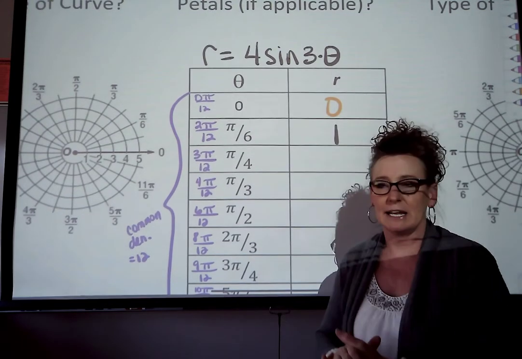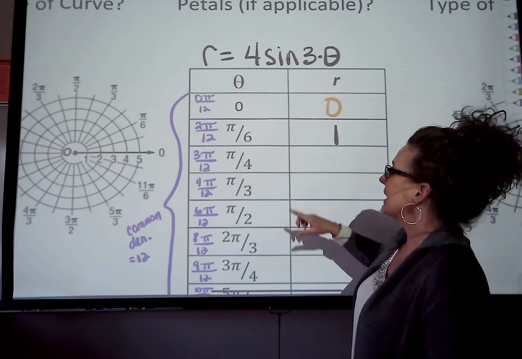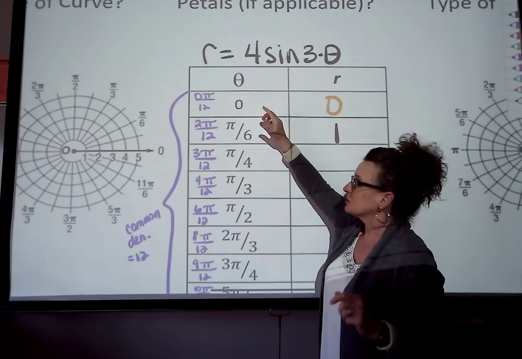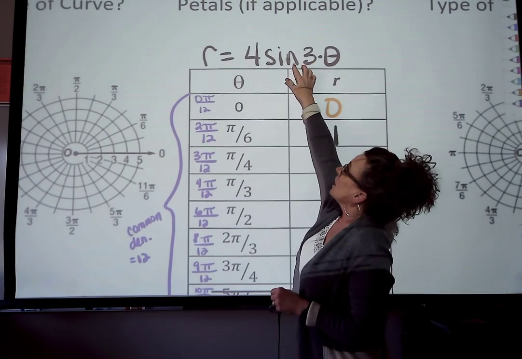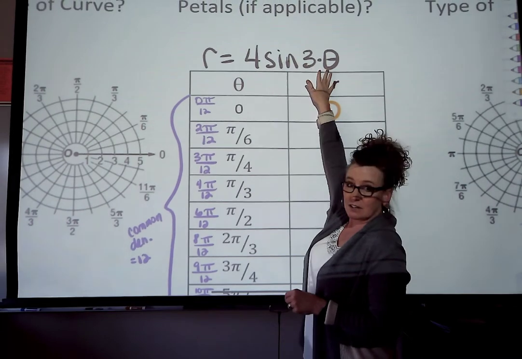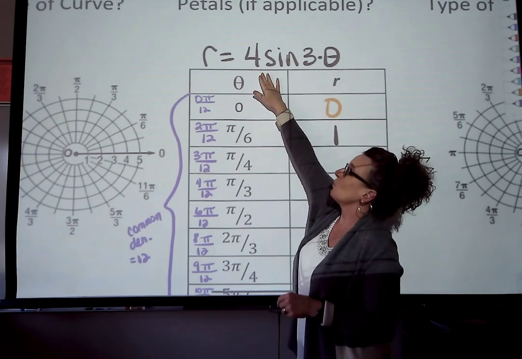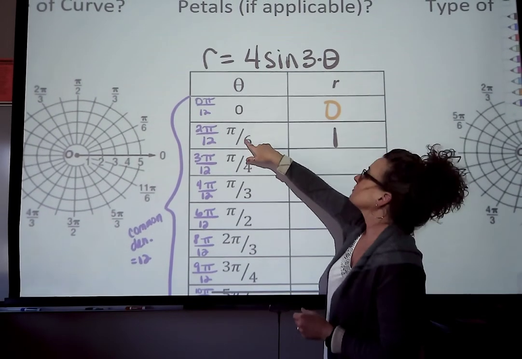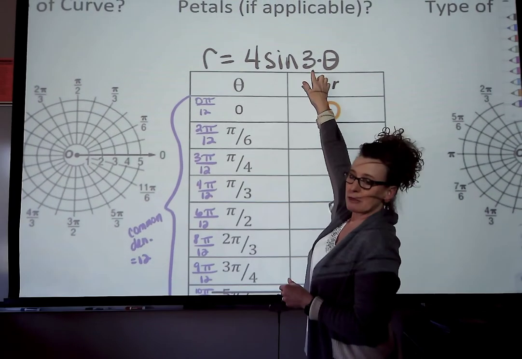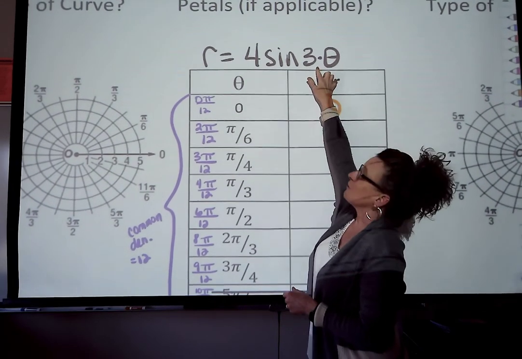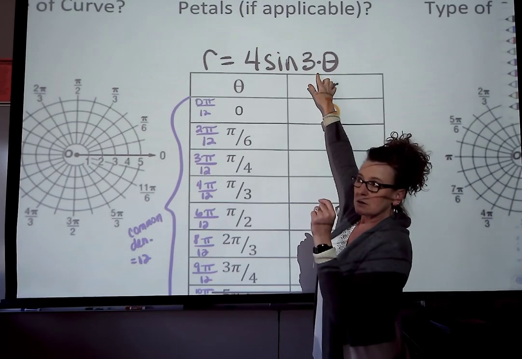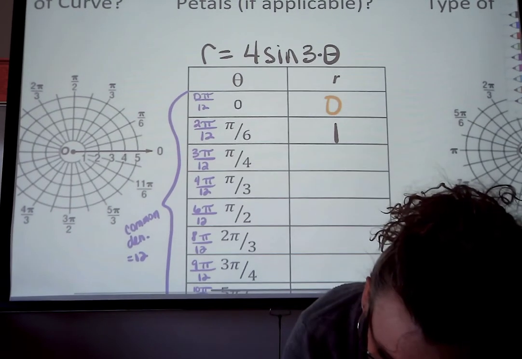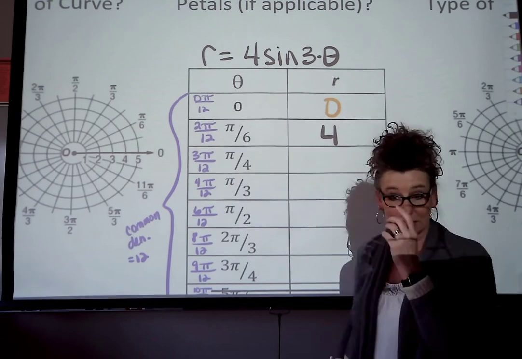If you were to do this by hand, which you're not, you would actually sub in 0 for theta. And I pulled this one up because this one's an easy one to show you. Sub in 0 for theta. Ready? 3 times 0 is 0. What's sine of 0? It's 0. Take that times 4. What do you get? You get 0. Next one. Sub in pi over 6. Ready? Put pi over 6 right here. Times it by 3. You get pi over 2. Sine of pi over 2 is 1. And 4 times 1 is 4, last time I checked, right?